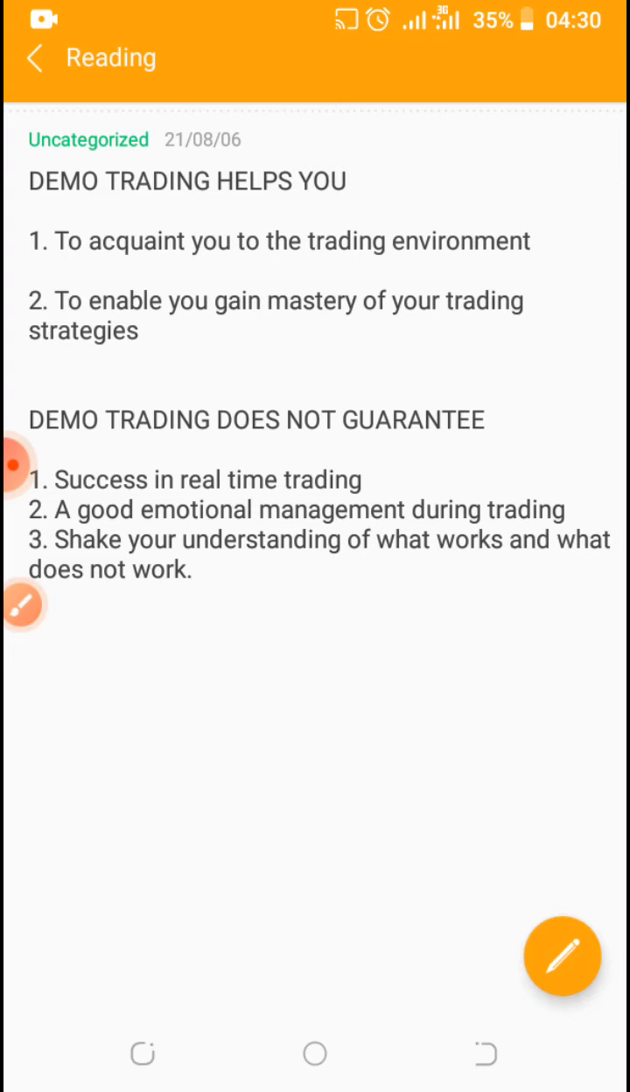Number two, it enables you to get mastery of your trading strategy. For some people that are price action traders, it enables you to understand the trend. For some people that are indicator traders, it enables you to understand your indicator, how it works and how it does not work, where it works and where it does not work.